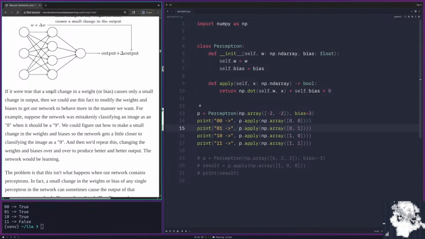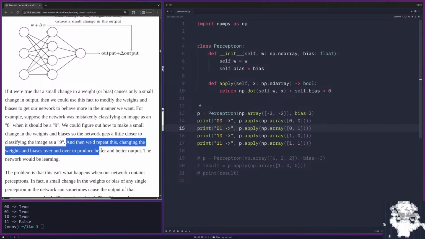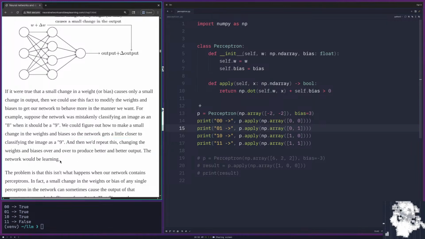If it were true that a small change in a weight or bias causes only a small change in output, then we could use this fact to modify the weights and biases to get our network to behave more in the manner we want. For example, suppose the network was mistakenly classifying an image as 8 when it should be a 9. We could figure out how to make a small change in the weights and biases so that the network gets a little closer to classifying the image as a 9. Then we'd repeat this, changing the weights and biases over and over to produce better and better output. The network would be learning.